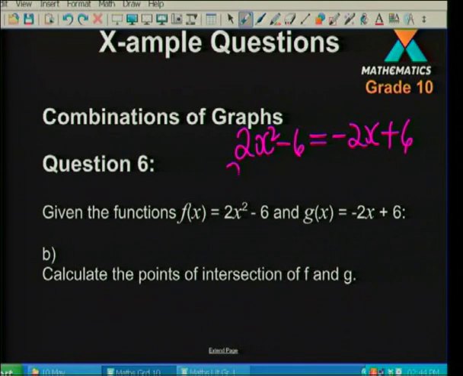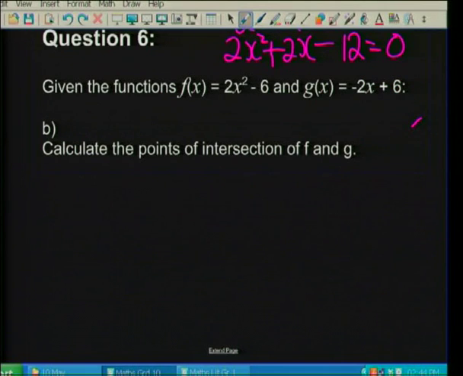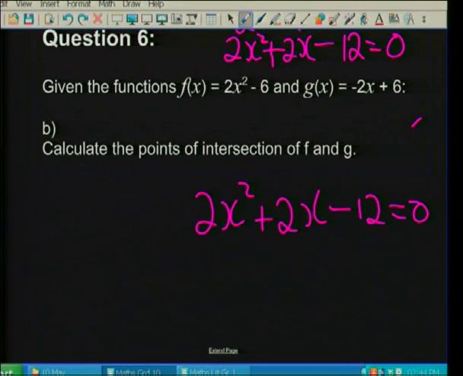Right. So 2x squared plus 2x minus 12 is equal to 0. And I get a quadratic equation, which I very much expect, because as we said just now, it looked very much like there were 2 points of intersection. I can now divide this equation through by 2. x squared plus x minus 6 equal to 0.